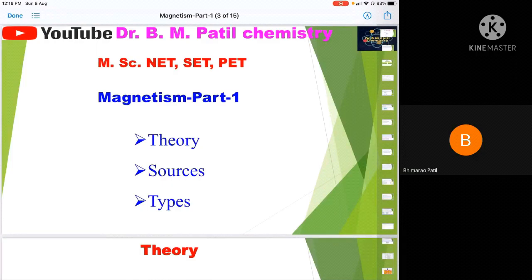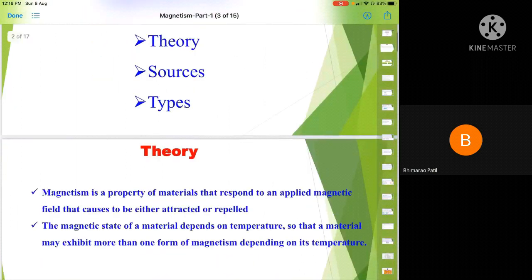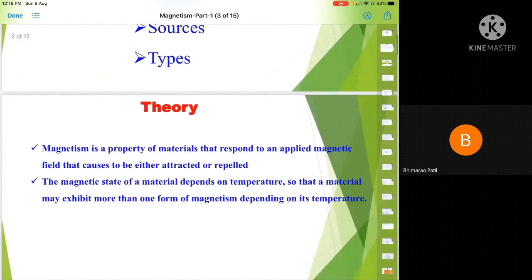Good afternoon, everyone. Today I discuss the fourth part of the unit, magnetism. In this lecture, we discuss theory, sources, and types of magnetic material. Let's go to the theory.